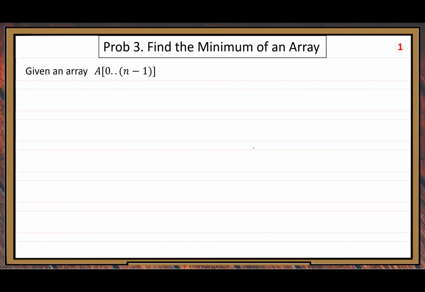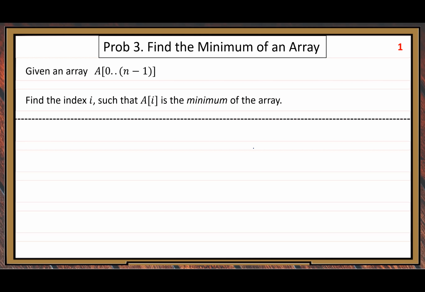Because you cannot add extra information. If you assume it is ordered, that means you add extra information. We cannot add any information to it. So that means it is an unordered array. Question: find the index i such that A of i is the minimum of the array.